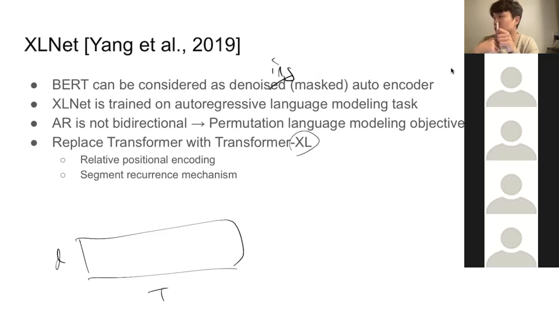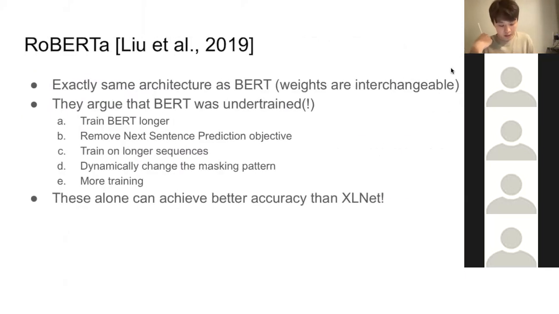I think XLNet itself did not replace BERT because the implementation is very difficult, and the improvement was not so significant considering what the next model did, which is RoBERTa. RoBERTa was very simple in terms of what it added on top of BERT. It's exactly the same architecture, which means you can use the RoBERTa weights for your BERT model. It's interchangeable. The biggest contribution RoBERTa made was that they thought BERT was undertrained. So they trained BERT longer and removed the next sentence prediction, which they thought is useless, as I told you. Then they trained on longer sequences and dynamically changed the masking pattern, because BERT actually had a fixed masking pattern, which was hardwired into the input files.